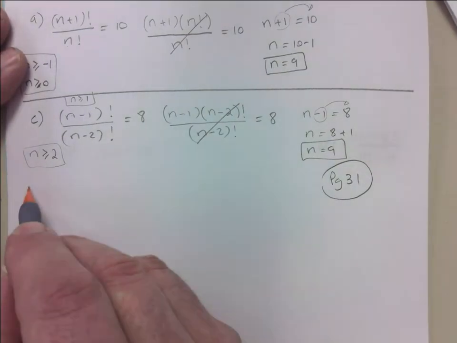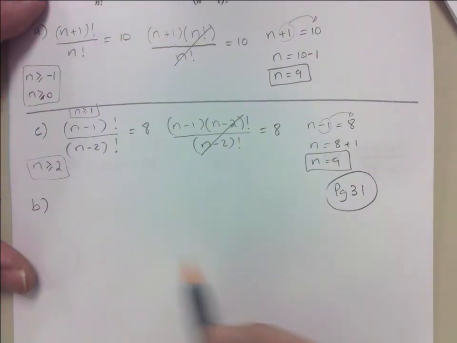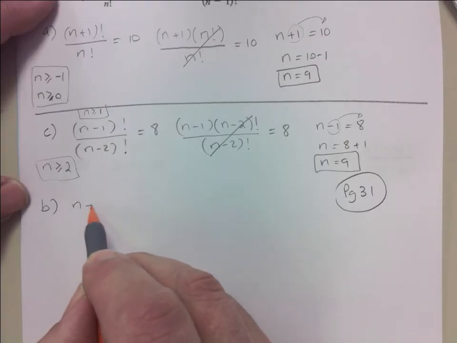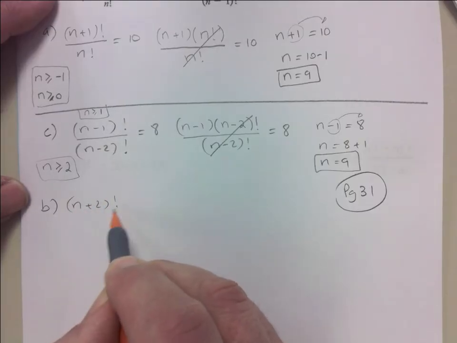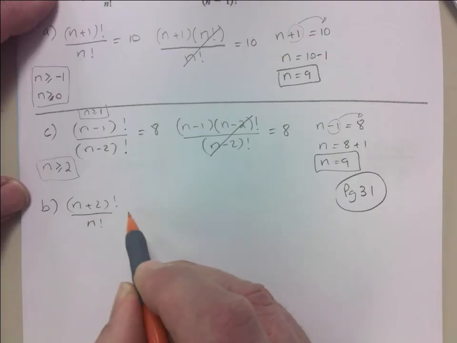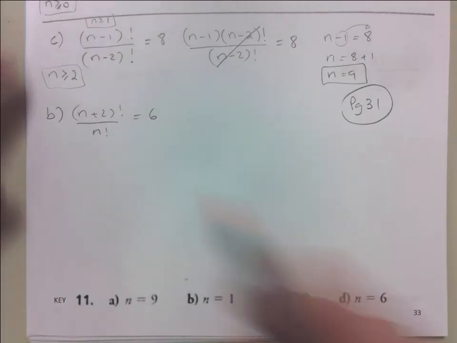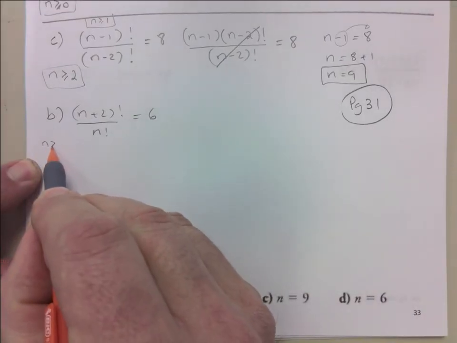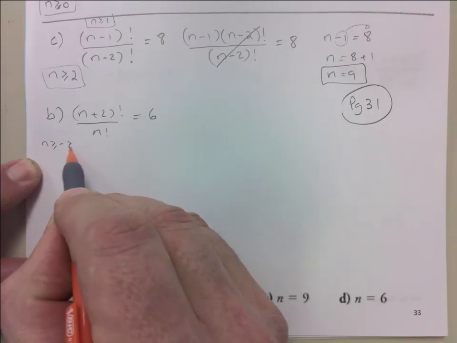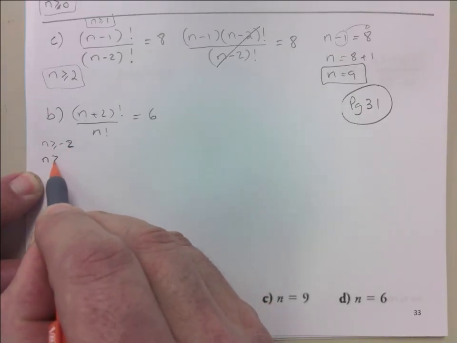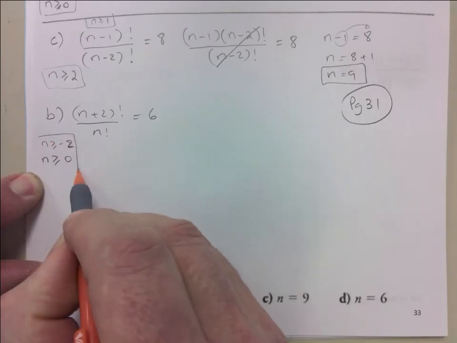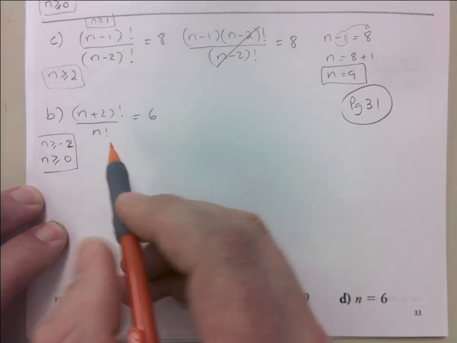I'll do B. (n plus 2) factorial over n factorial is equal to 6. Let's do this before we go. Our restrictions are n is greater than or equal to negative 2 at the top, and n is greater than or equal to 0 in the denominator.